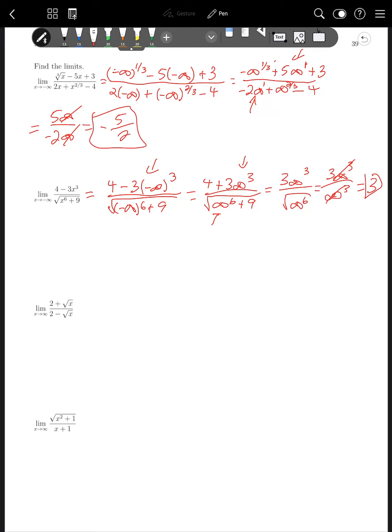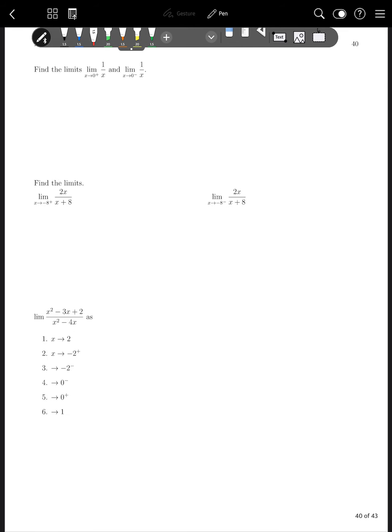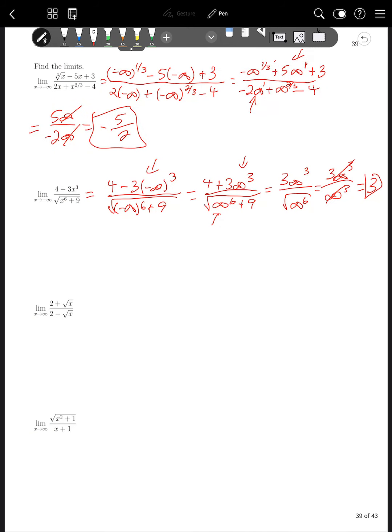Okay, so this is just kind of another way to think about how these limits work. Okay, so what I'd like you to do at this point is go and pause the video for a second and try these last two. Okay, so now that you've had a chance to try these, let's go ahead and talk about these together.